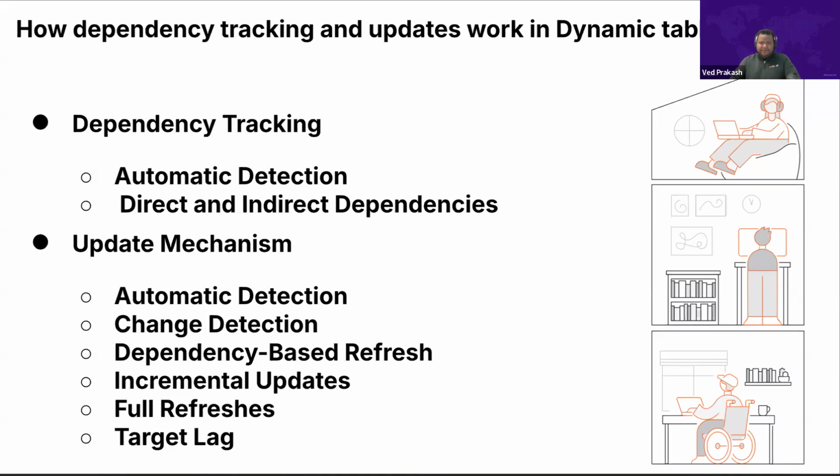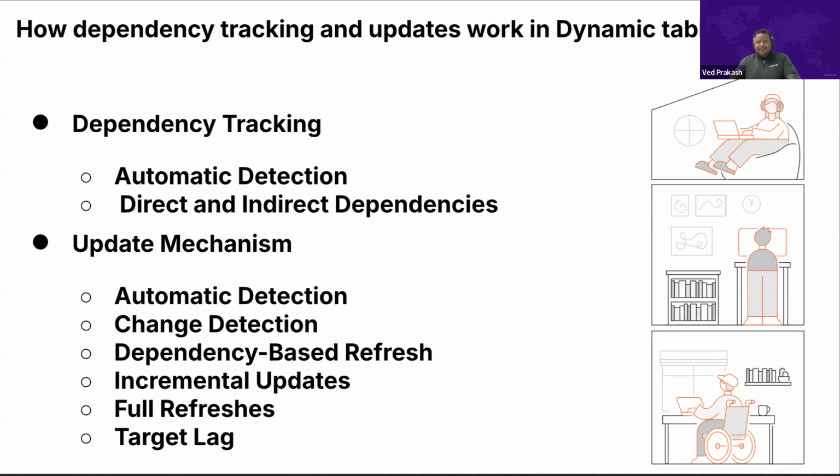Incremental updates. Where possible, Snowflake performs incremental updates. This means it analyzes the changes in the source table and only updates the specific rows or partitions in the dynamic table. Full refreshes: in some cases, such as when there is a complex transformation or schema changes in the source tables, Snowflake might perform a full refresh of the dynamic table.